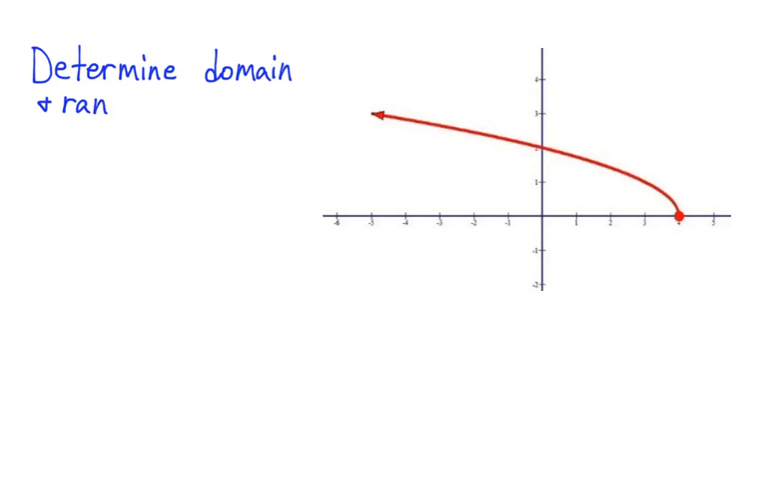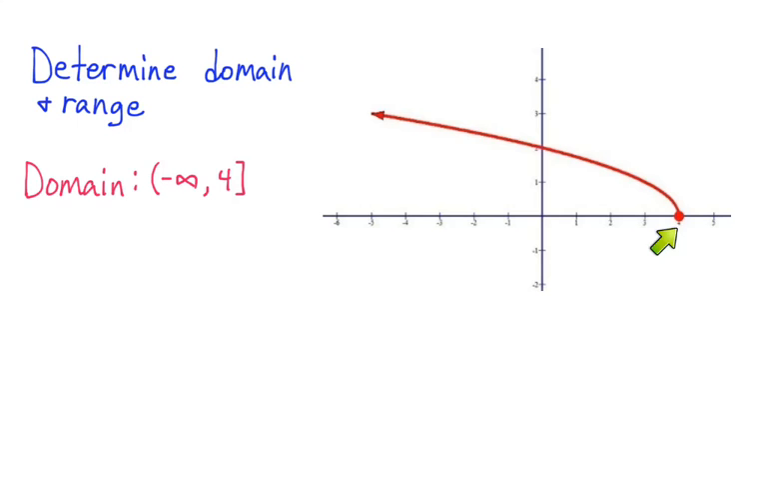So here's another graph. Determine domain and range. So domain is left x value to right x value. Now the furthest left that this graph can go is negative infinity, because it's just going to keep going here. And the furthest right it can go is to 4. That's where it stops. So the domain needs to be negative infinity to 4.